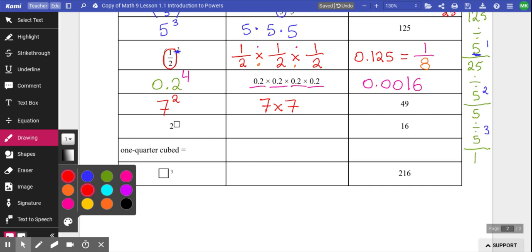Cool. 16. Now, 16 could be broken into 2 different factored forms. However, they give you a hint over here. They give you 2 with a little empty box. What they're telling you is that the base should be 2, meaning that you should be dividing this by 2. Then you have to pick an exponent. So how many times did I have to do 2 times 2 times 2 times 2 until I got to 16? How many times did we do it?